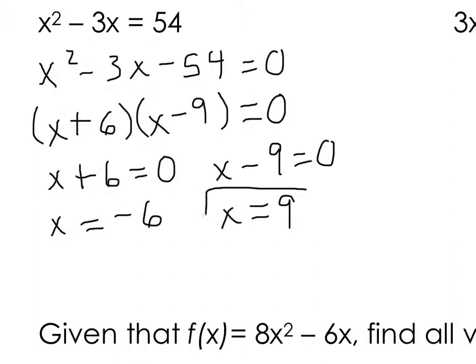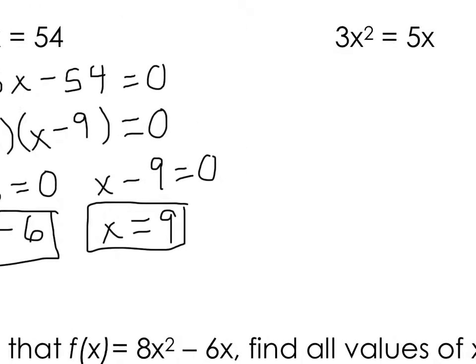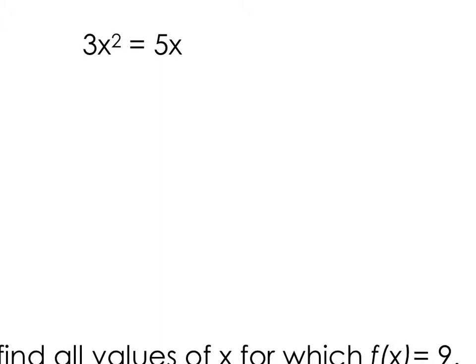So we have two solutions. You can substitute those back into the original equation and see that they work. They give us the correct answer. What's the first thing we need to do? We need equals 0. I prefer for my x squared term to be positive, so I'm going to subtract 5x from both sides. How can we factor this?